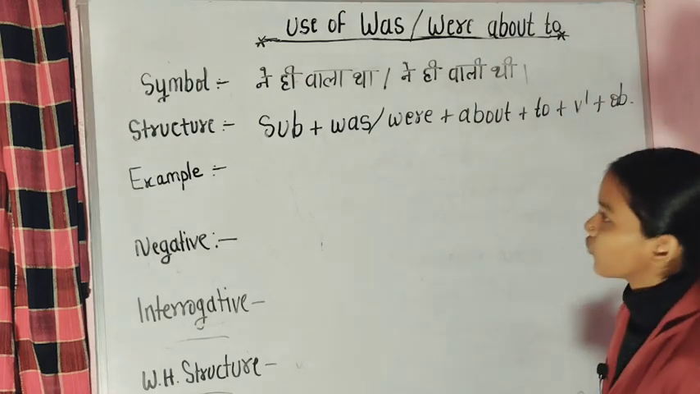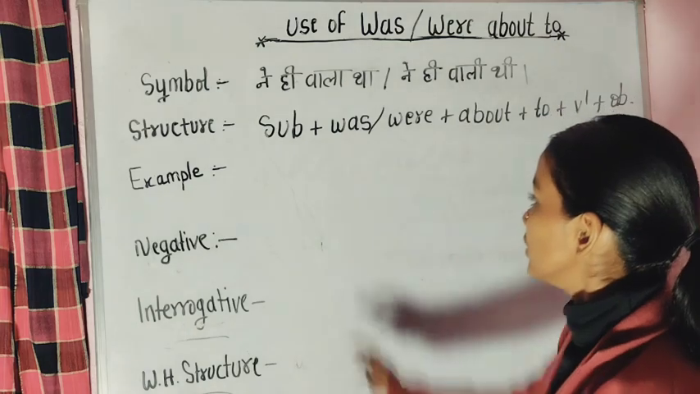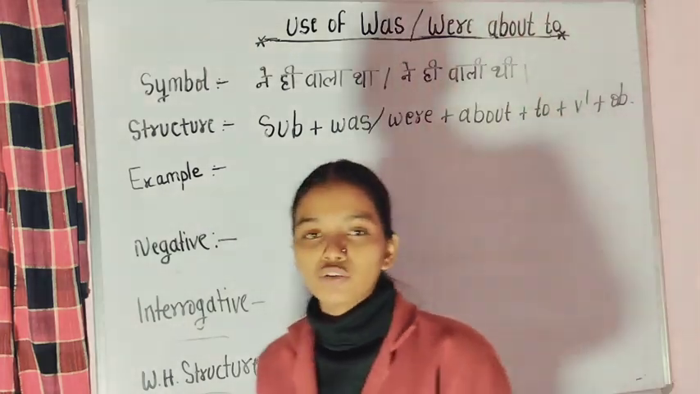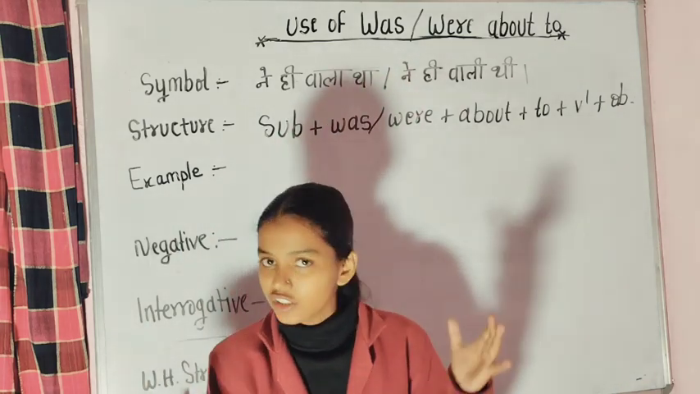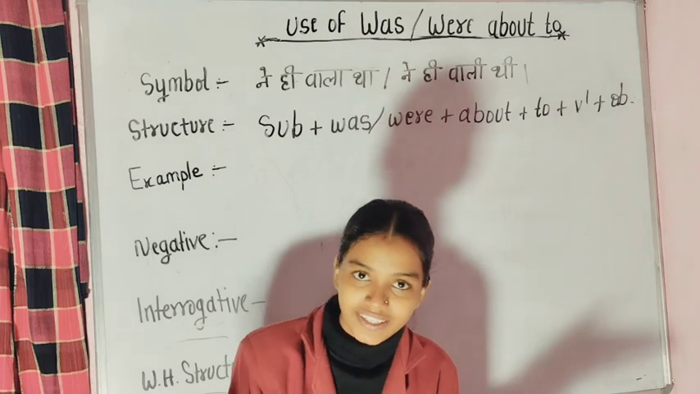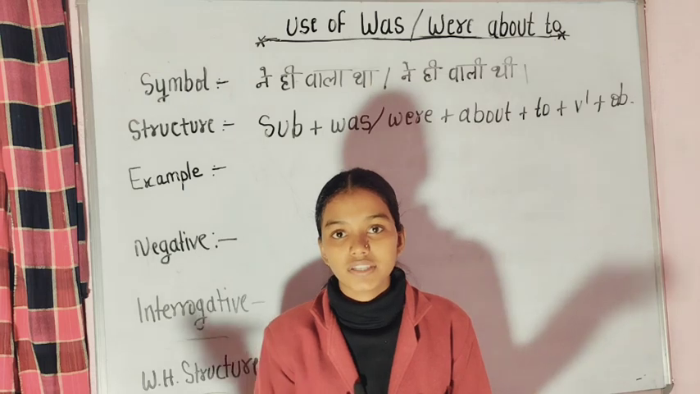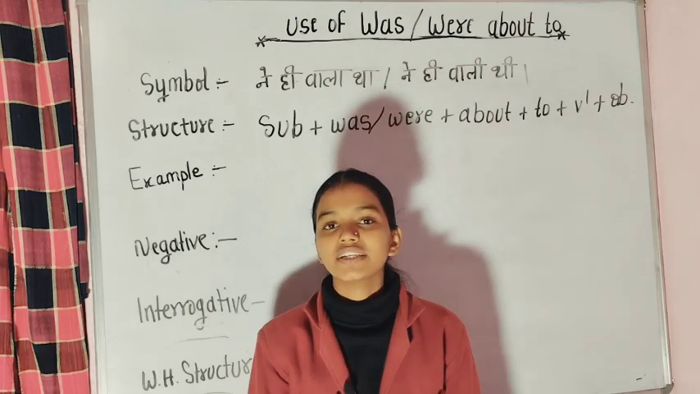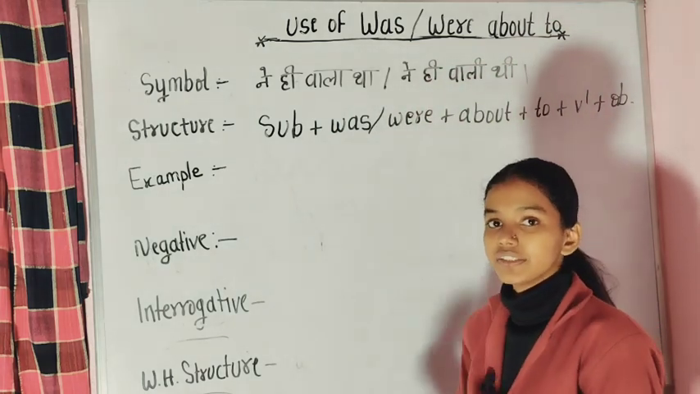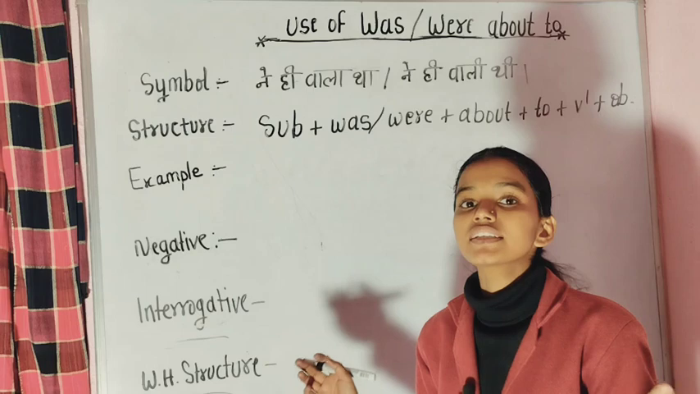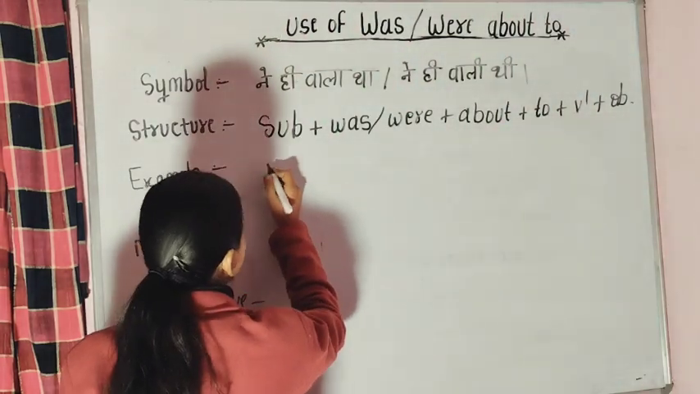You can see on the board what the structure is. Was, were, about to: subject plus was, were plus about plus to plus verb 1 plus other object. It will help you understand clearly. Okay, so in this structure and symbol, we have to make a sentence, lots of sentences. So let's make an example of this structure using this structure and symbol.